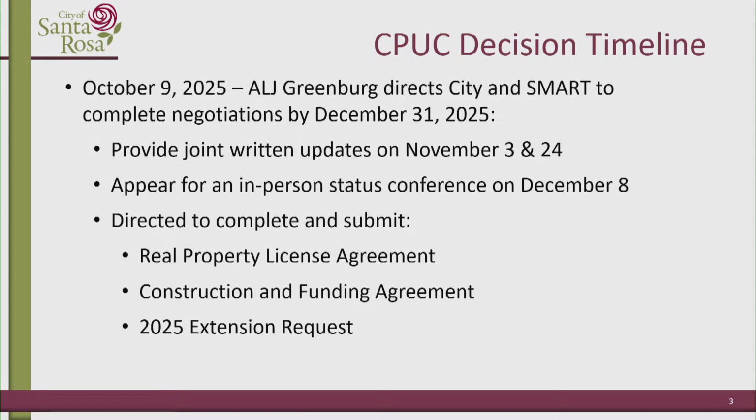And lastly, on November the 24th, we did submit a petition to modify to the California Public Utilities Commission expressing our interest in completing this project. We did describe the current status within that, and it gave us the opportunity to explain that we've been having successful negotiations with SMART with the hopes of coming to a reasonable conclusion.